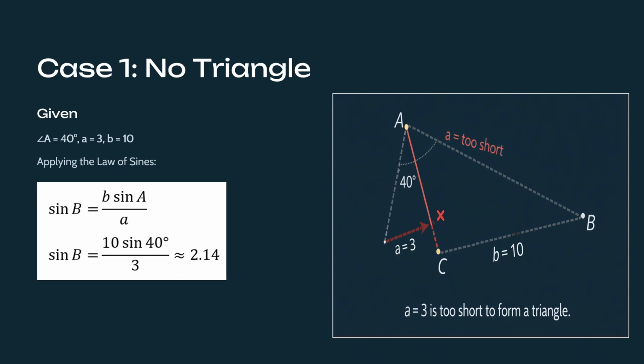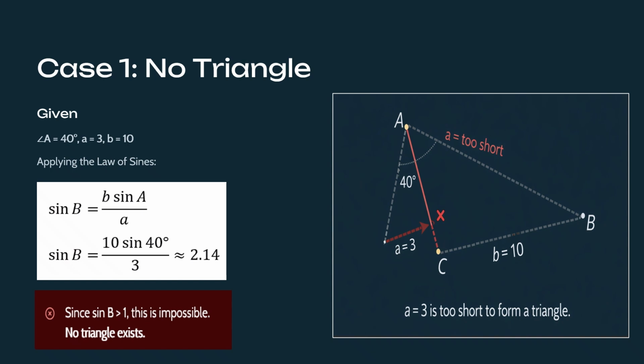Using the sine law, we get sine of B is equal to b times sine of A divided by a. Plugging in the values, we have sine of B is equal to 10 times sine of 40 degrees divided by 3, which is approximately 2.14. But here's the problem. The sine of an angle can never be greater than 1. Since we got 2.14, this result is impossible. That means no triangle can be formed with the given values.